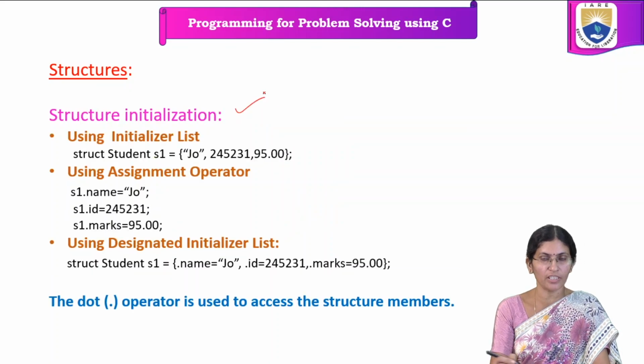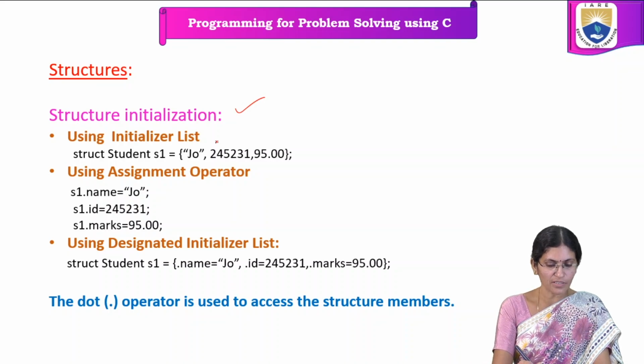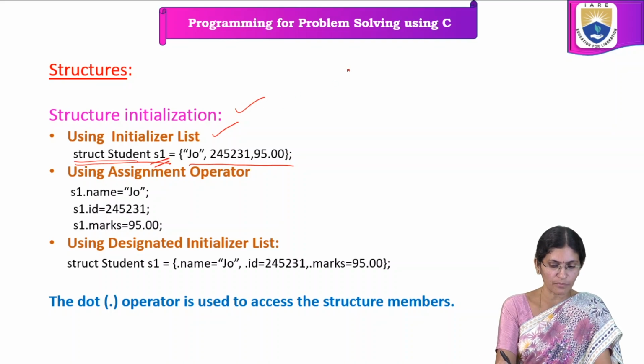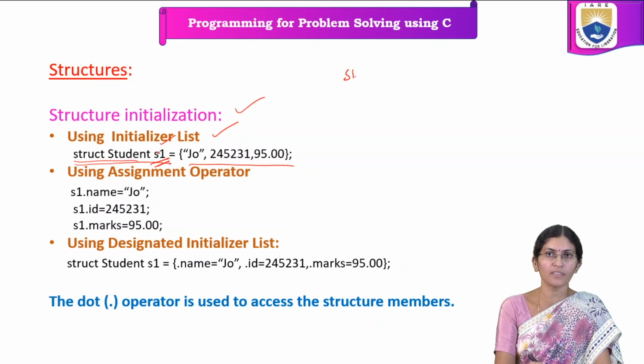Next, we have seen structure initialization. We can initialize a structure by using three different methods. The first one is using an initializer list. In the main function, using the initializer list, we specify the values of all the data members of this particular variable. S1 is a variable of type struct student, and struct student has three attributes: name, ID, and marks. This is how we can assign the values to the variable.